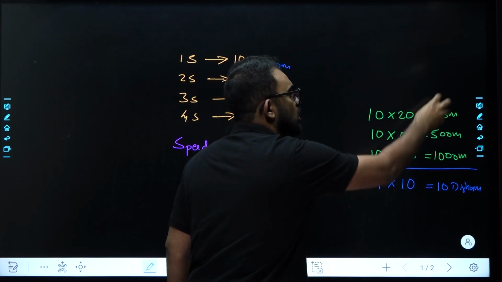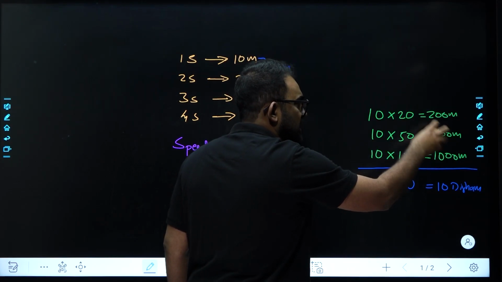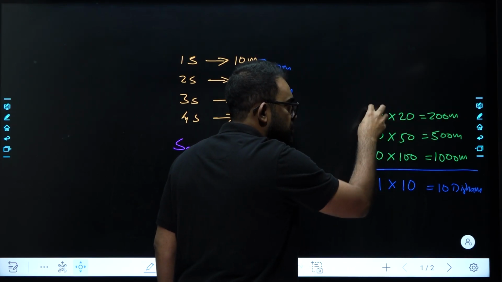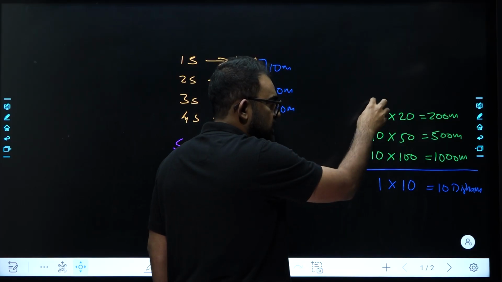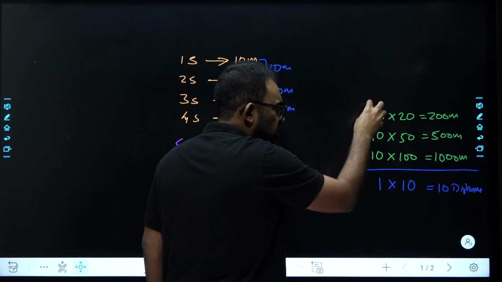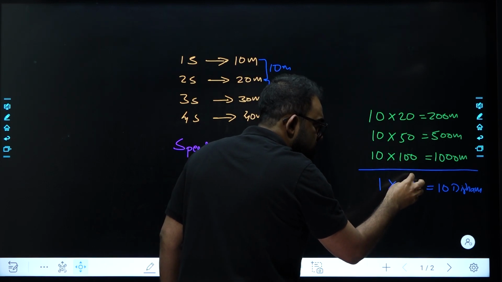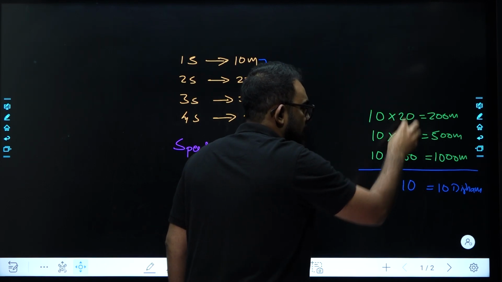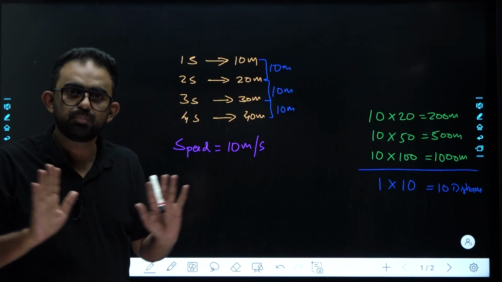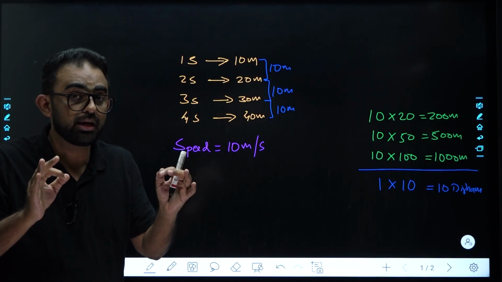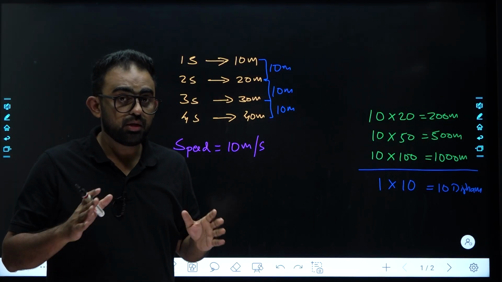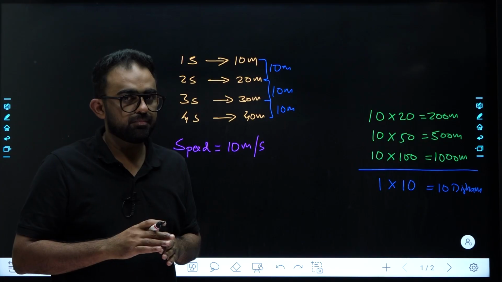Similarly, we have calculated the total distance by multiplying the time taken into the speed of the cycle. The speed of the cycle is equivalent to the cost of a single chocolate, and the number of chocolates is equal to the time taken by the cyclist. This is it. Simple. Now we have understood the concept behind the speed. See, now we are going to our next step.